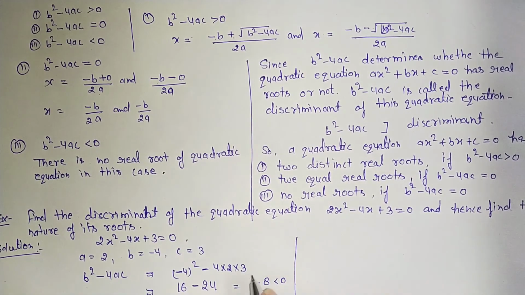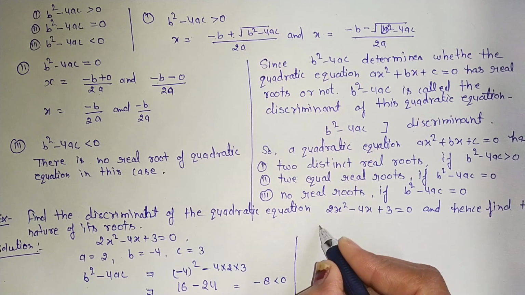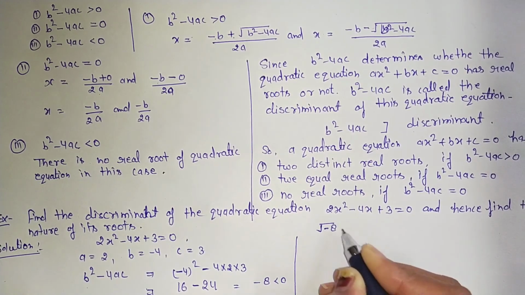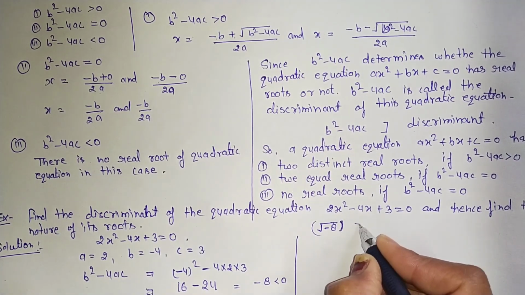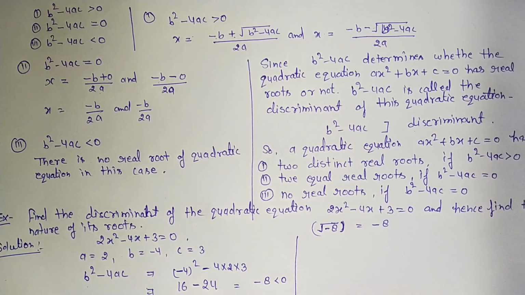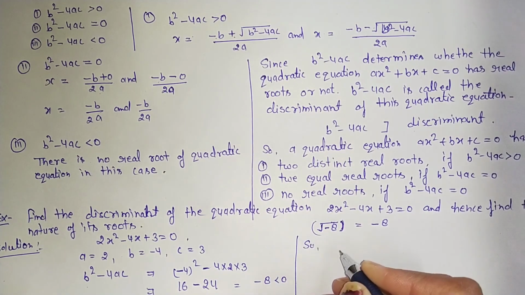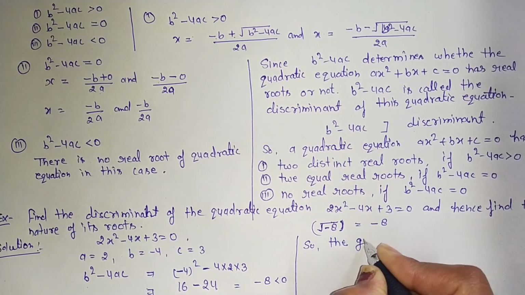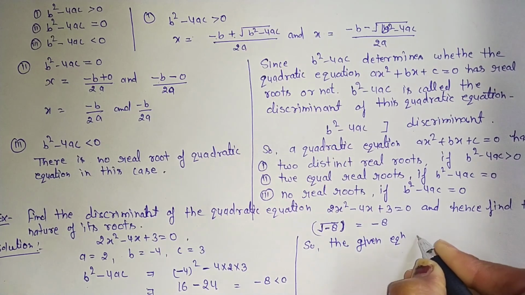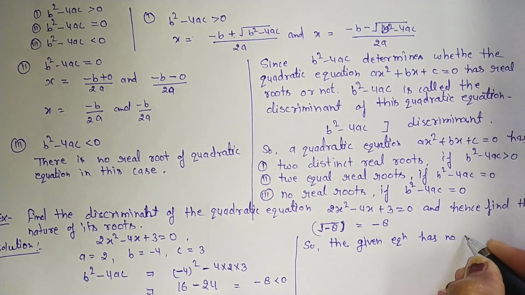Because here the discriminant is -8, if we put this value in the quadratic formula, we get square root of -8. If we square this term, we get -8, and we know that there is no number whose square will be -8. That's why the given equation has no real roots.